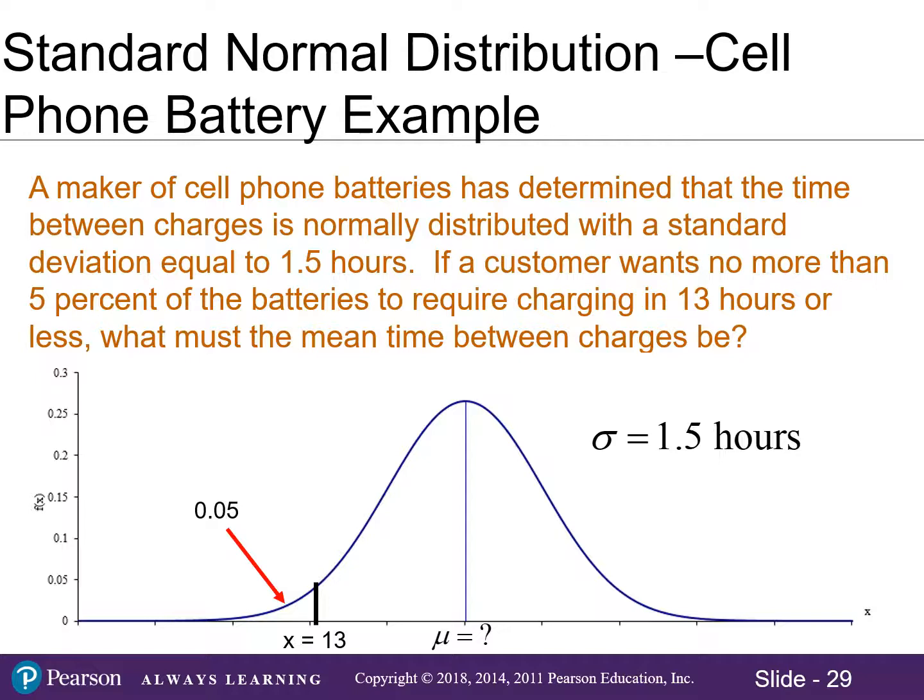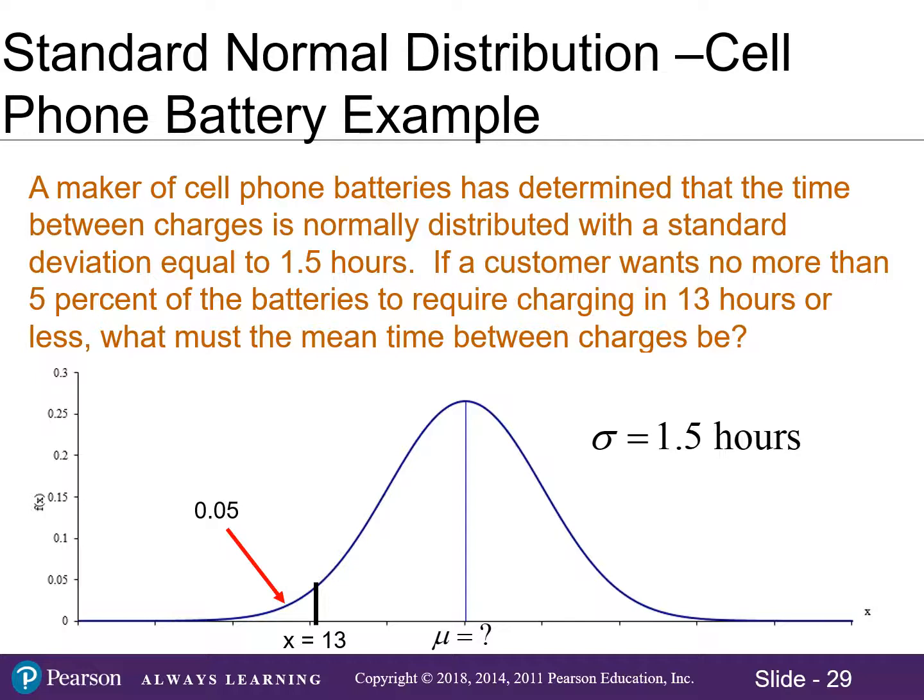Alrighty, let's do a lower for fun. So here I'm going to do a lower percentage, and this is going to look very similar. A maker of cell phone batteries determined that the time it takes between charges is normally distributed with a standard deviation of 1.5 hours. If a customer wants more than 5% of the batteries to require charging in 13 hours or less, what mean should this time be in order to be between charges?